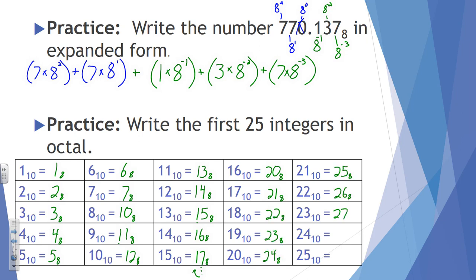When we hit 23, which is 27 base 8, again, we've hit a 7. We have to roll over. 24 base 10. 24 is 3 times 8. No additional 1s. 30 base 8. And 25 base 10 is 3 8s and a 1, or 31 base 8.